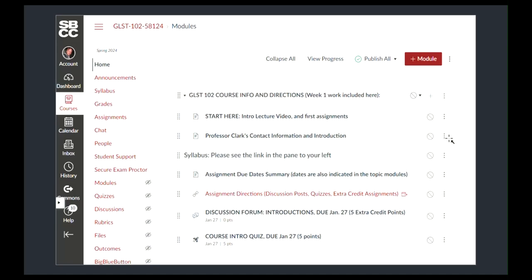In the course info and directions module, you will find my contact information and bio, along with an overview of the assignment due dates, the directions to the assignments, which include discussion posts, quizzes, some extra credit opportunities as well.